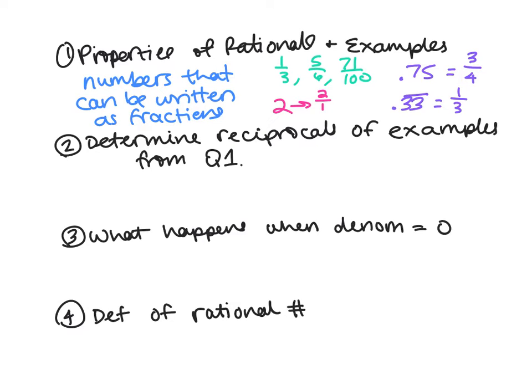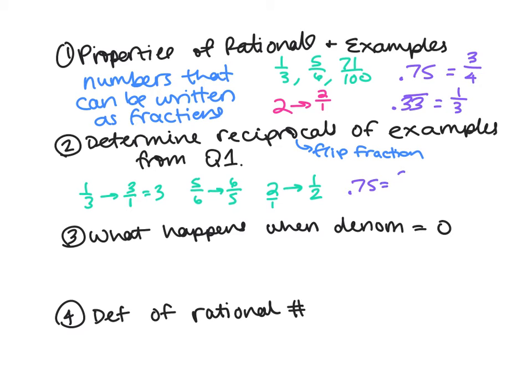Number 2 then talks about what are the reciprocals of those. Remember, a reciprocal is when you flip a fraction. So if we're talking about the ones from the first example, some reciprocals would be 1/3 would turn into 3 over 1, which is the same as just saying 3. 5/6 turns into 6 over 5. So those are your reciprocals. Here's 2. The reciprocal of 2, technically 2 is over 1, so its reciprocal is 1/2. Same with those other examples, like 0.75 turned into 3/4, so its reciprocal is 4 over 3.